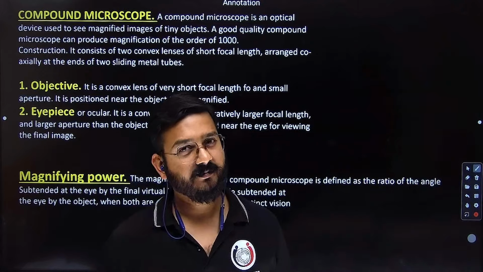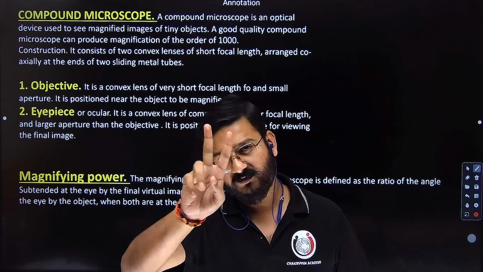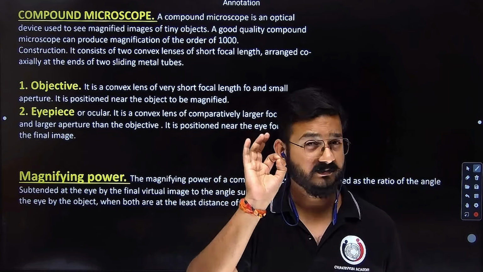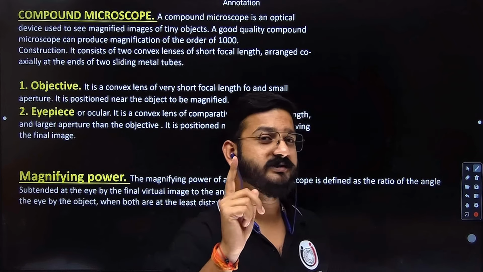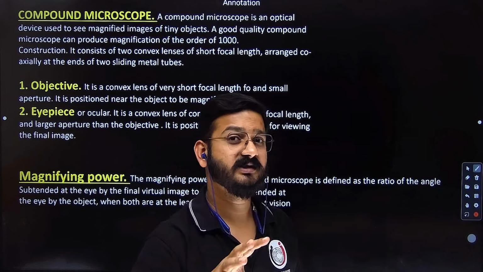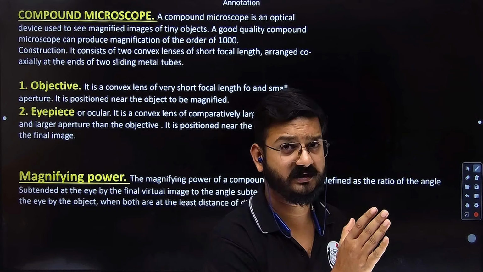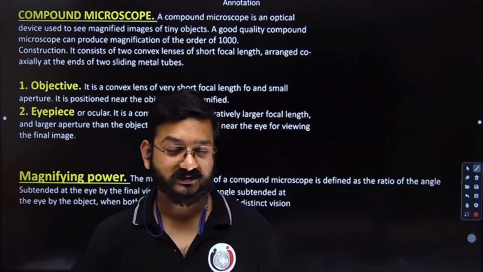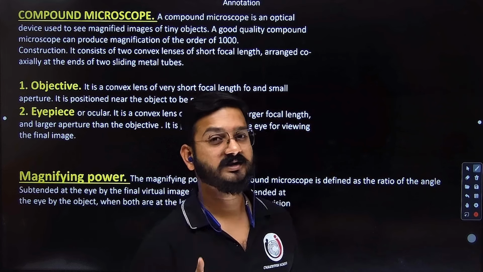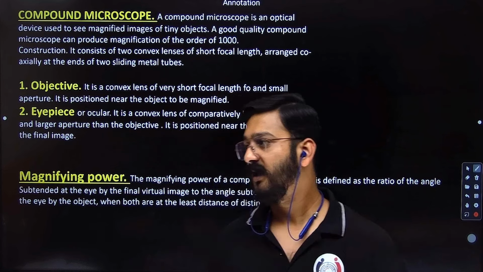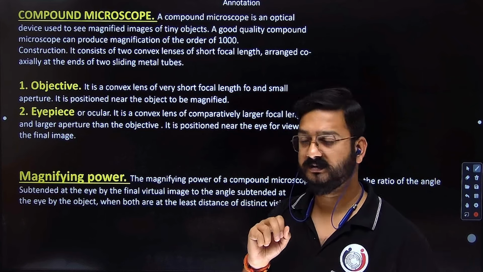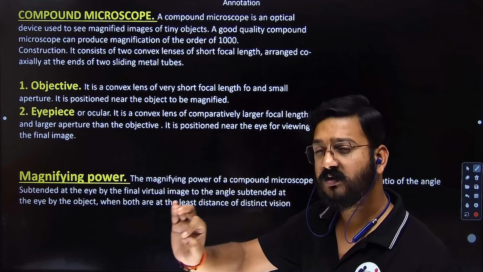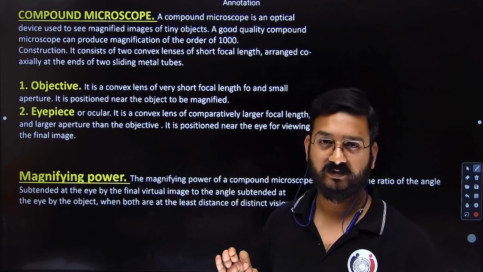Okay, students, let's discuss compound microscope. In compound microscope, we will have two lenses. The first lens is called objective, and the second lens is called eyepiece. Why is the first lens called objective? Because that lens will be close to the object. The second lens is called eyepiece because that lens will be close to the eye. Now, what you need to understand here is what is the difference between objective and eyepiece? Objective is also a convex lens, eyepiece is also a convex lens.